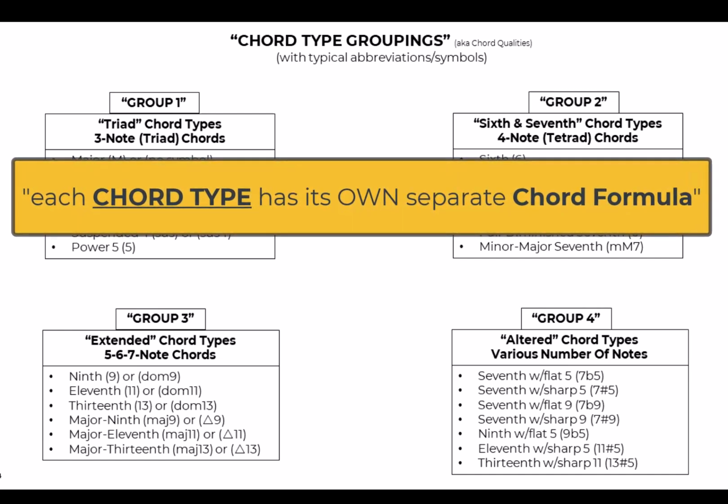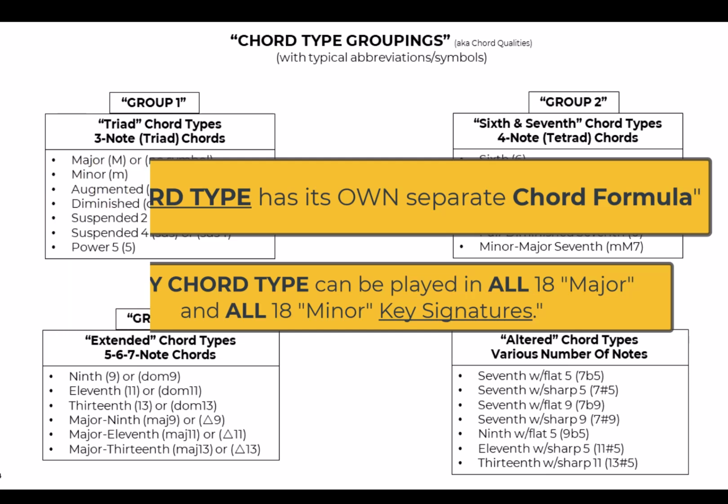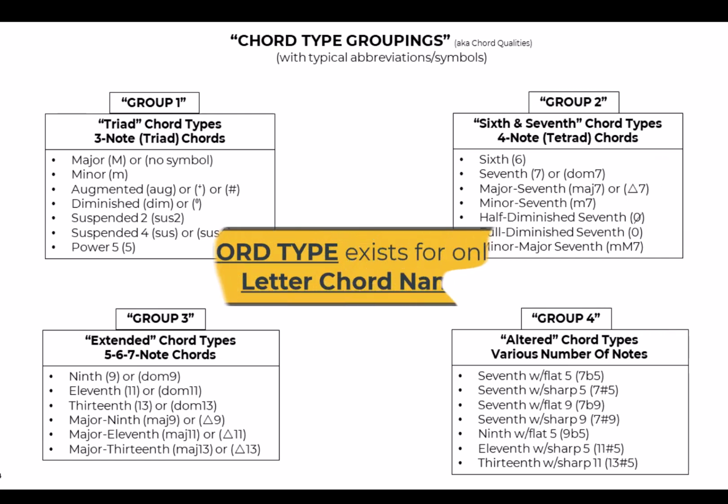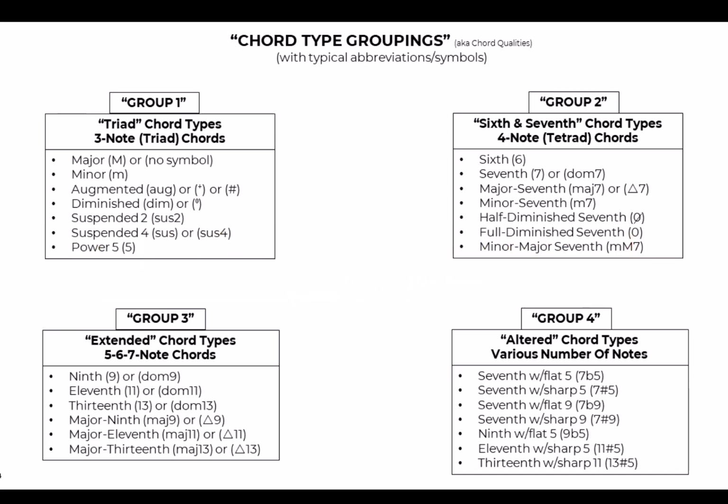And to be crystal clear, I want you to understand that every different chord type can be played in all 18 major key signatures and all 18 minor key signatures. In other words, no chord type exists for only 1 letter chord name. Although there are other possible mathematical note interval combinations, we can place the majority, 99%, of the chords into these 4 chord type groups. As you can see, these 4 groups contain a variety of triad chords, 6th and 7th chords, extended chords, and altered chords.